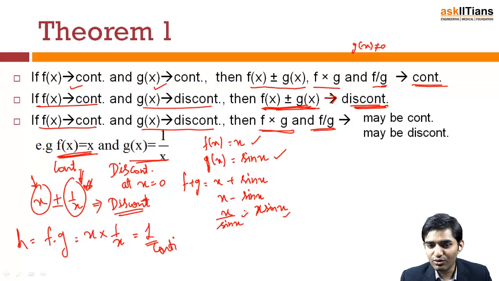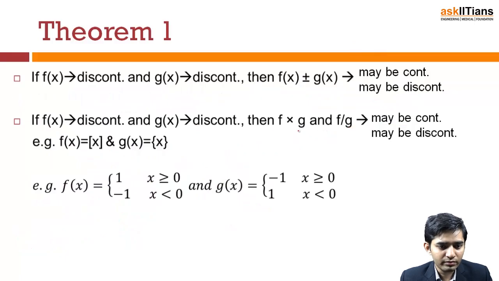So if both the functions are continuous, then addition, multiplication, division, subtraction, everything will be continuous. If one function is continuous and one function is discontinuous, then addition and subtraction will surely be discontinuous, but multiplication and division may be continuous, may be discontinuous, right? Nothing can be said about it, so it will be maybe.